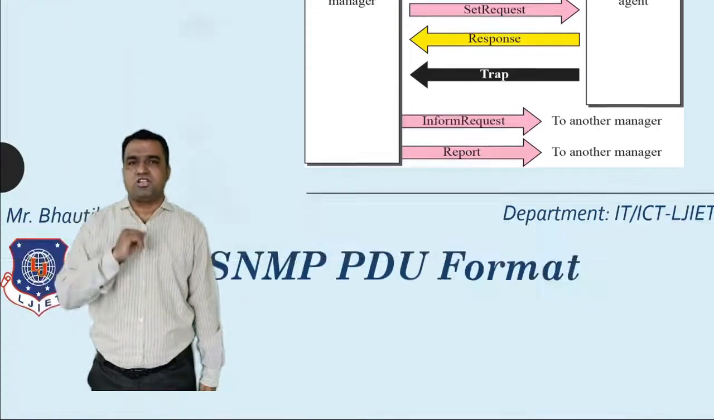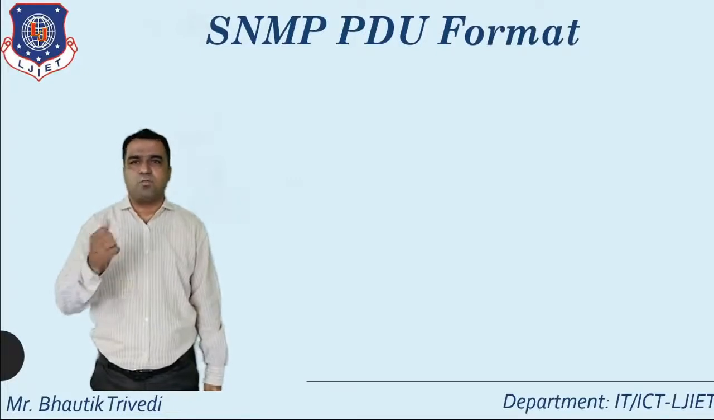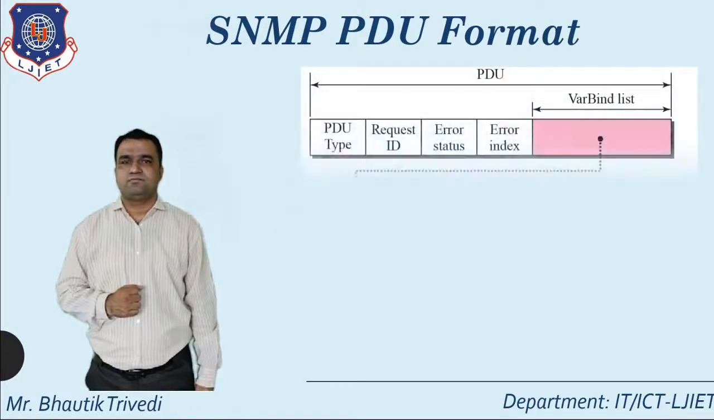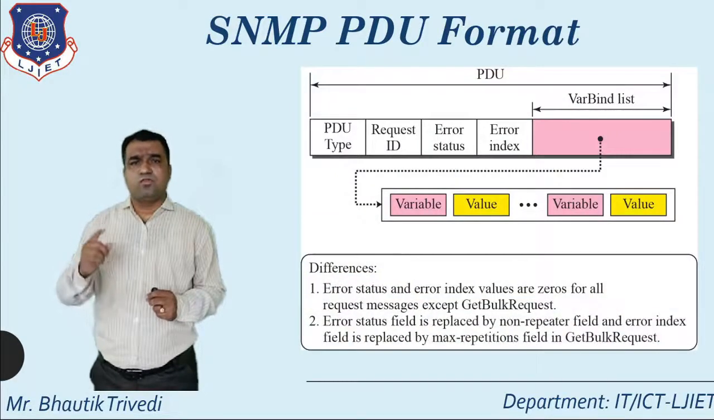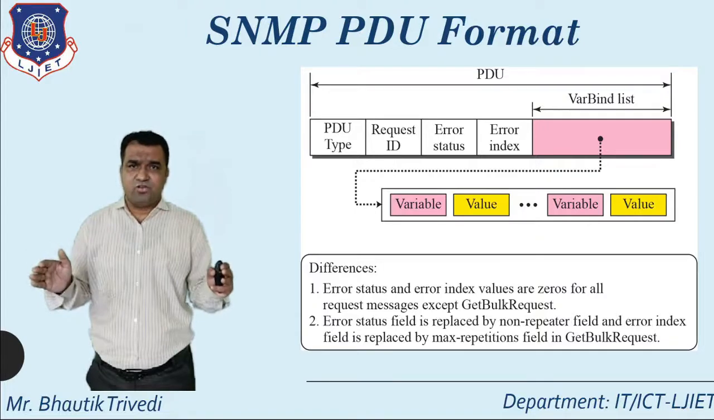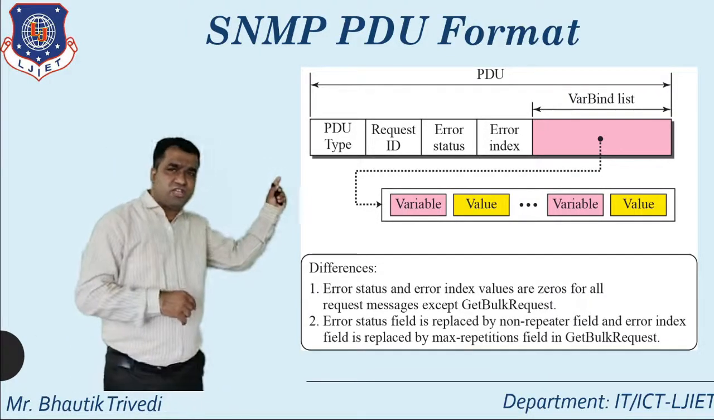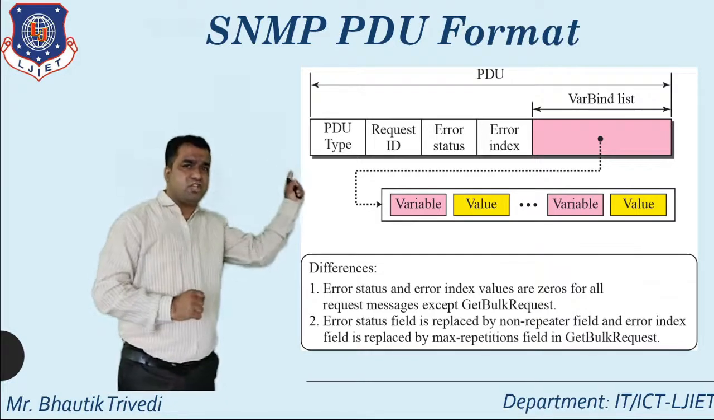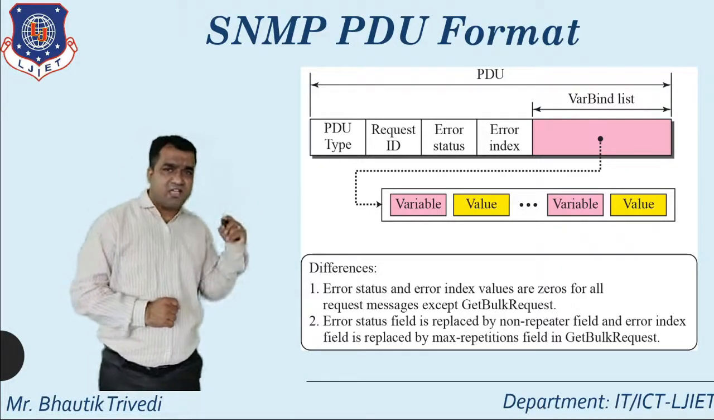So this is the structure of the SNMP PDU. What's the format behind that? What's the format of the SNMP PDU? So first, the PDU is divided into different categories. In this diagram you can see first the PDU type, after that the request ID.